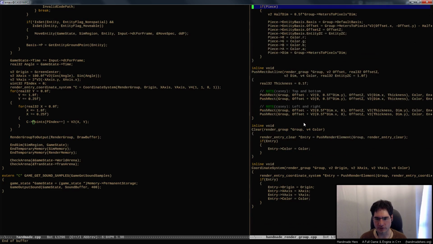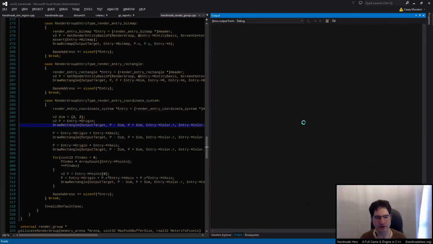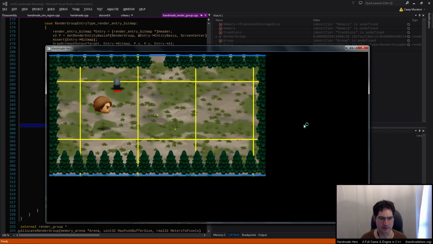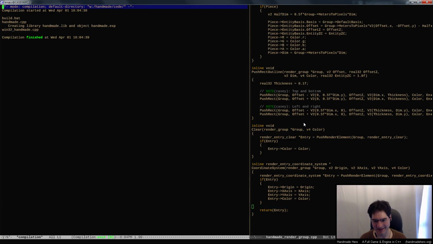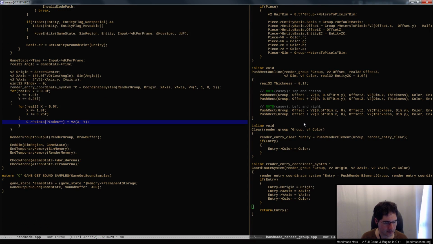Now I introduced the notion here that I would return that coordinate system, so I've got to actually do that so that it can get filled out by the calling code. Return entry, like so. And if I do that, now I should get that little grid. Or not. Apparently I don't get that little grid. V2 points, am I actually properly initializing that? Yes, p index plus plus, y equals 0, y less than, yeah.